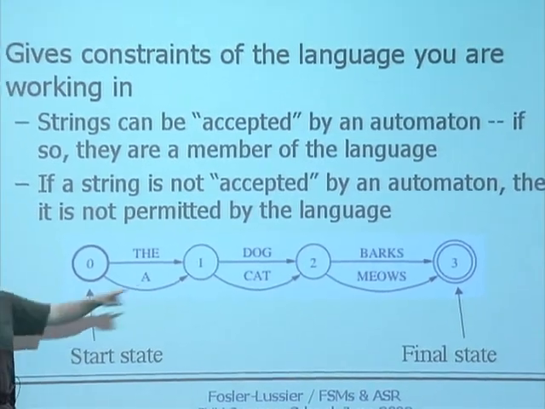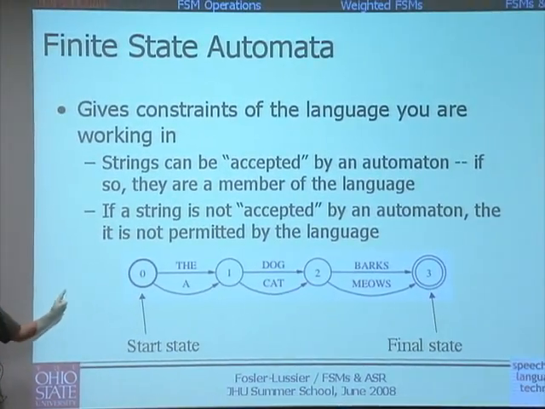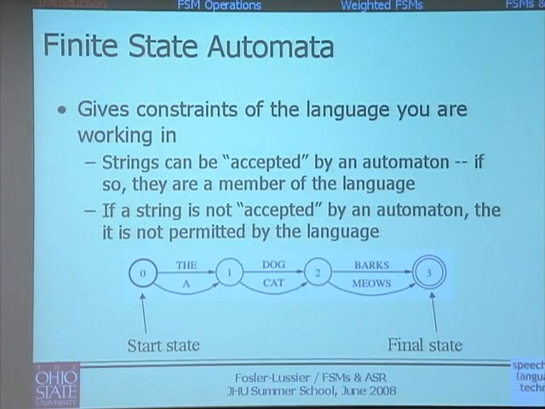So there may be multiple final states. There's always only one initial state in any of these graphs, okay? Now, reading off this graph, what's a sentence that's permissible by this? The cat meows. Okay. What else? Cat barks, right? Okay, that's fine.